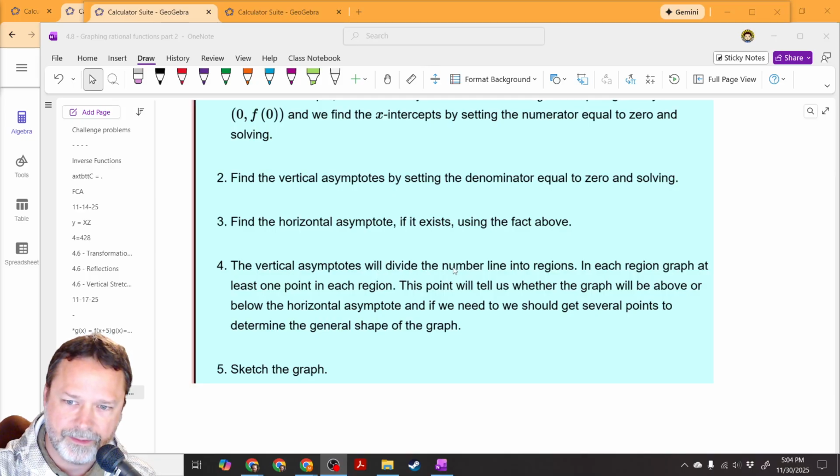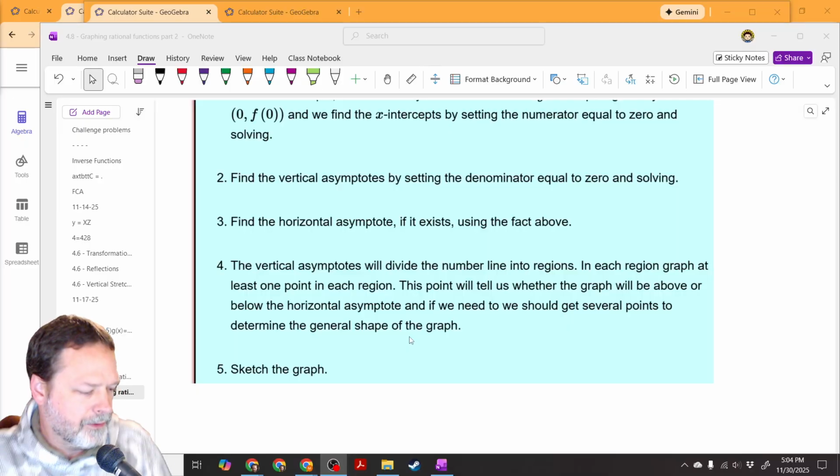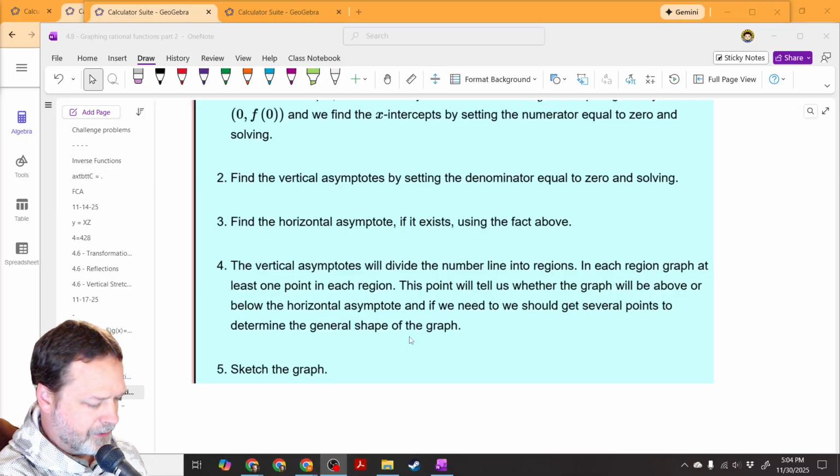So the vertical asymptotes will divide the number line into regions. In each region, graph at least 1 point. 1 point's usually pretty good. This point will tell us where the graph will be above or below the horizontal asymptote. And if we need to, we should get several points to determine the general shape of the graph. The more the better, because it can cross the horizontal asymptote. But the more you do these, you kind of get a feel for what they're going to look like.